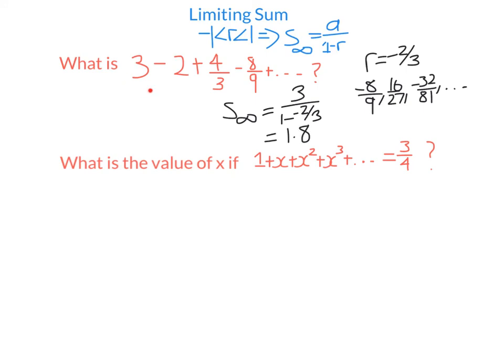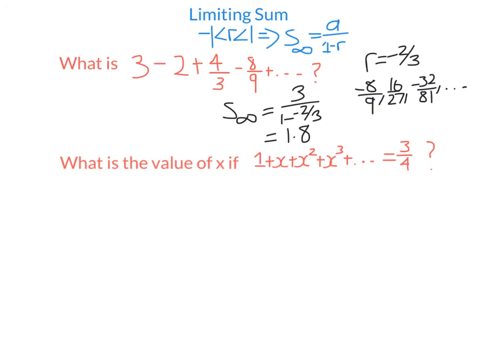What will happen is if you keep adding term after term after term in this sequence, the sum will get closer and closer to, but never actually hit 1.8. Eventually, the terms are going to become so small they won't add anything to this sum.